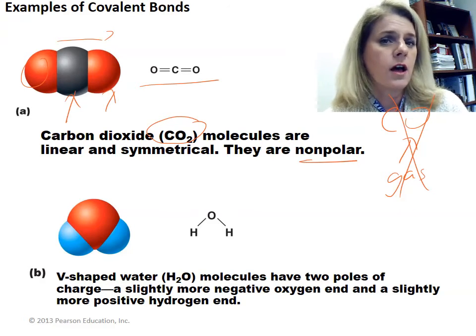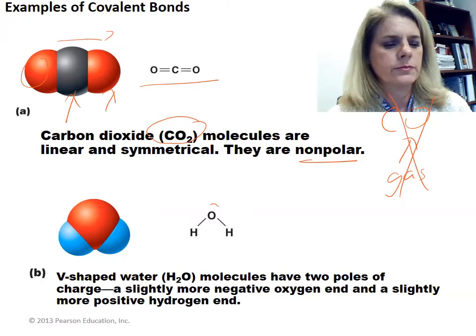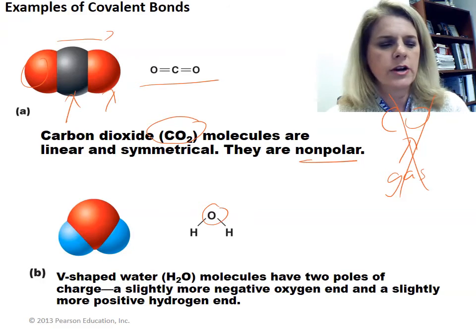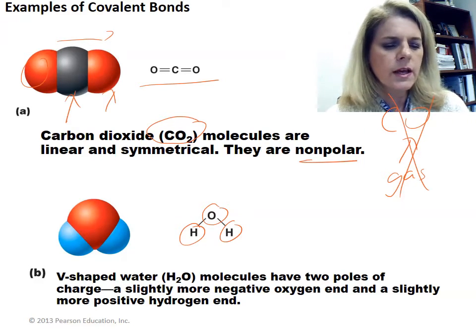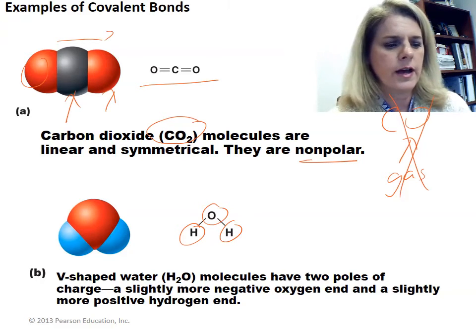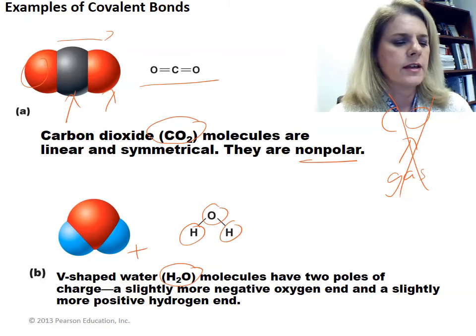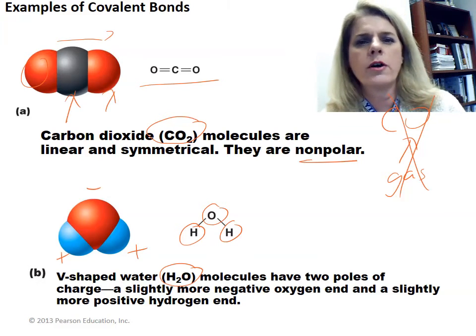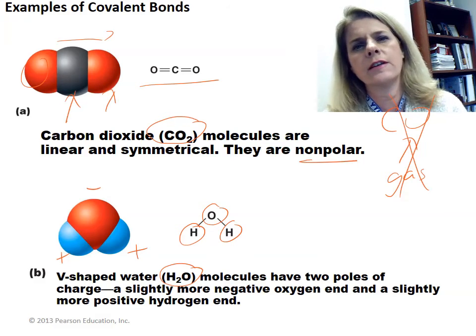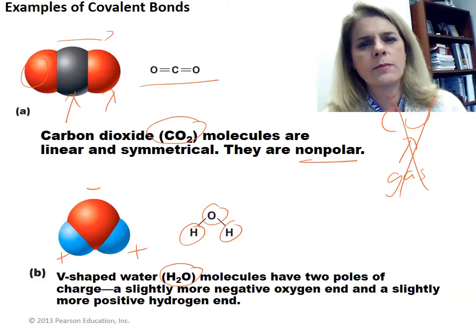Now, water is also a covalent molecule. It's formed using covalent bonding, that electron sharing between one oxygen and two hydrogens. When oxygen and hydrogen come together and form a water molecule, H2O, it is polar. The oxygen end is slightly negative and the hydrogen end is slightly positive. So that gives it polarity.